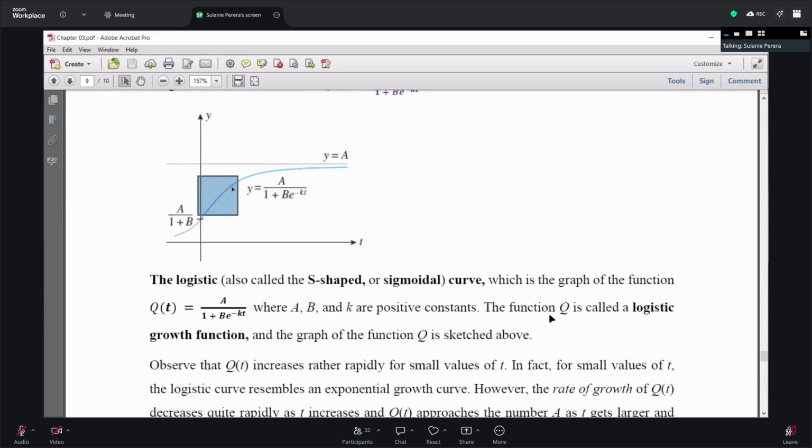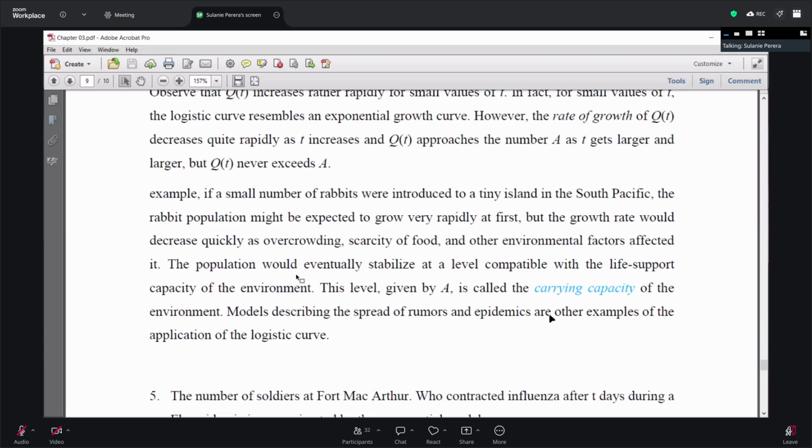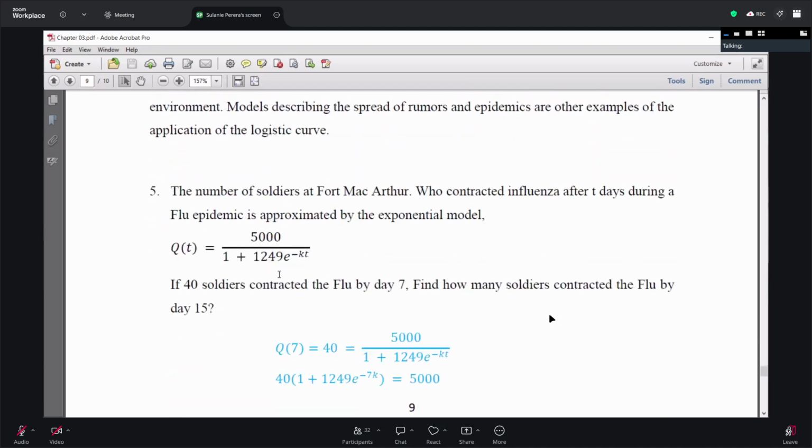So initially you can see the rabbit population will increase rapidly, but with time the rate of growth will decrease and it will come to a certain level where it can't go beyond A, and it's called the carrying capacity. Another example is the spread of rumors and epidemics. Do you remember corona? Initially it spread very rapidly, right? But slowly it decreased and then it stabilized. So these are some examples of the logistic curve. Rumors also are like that.